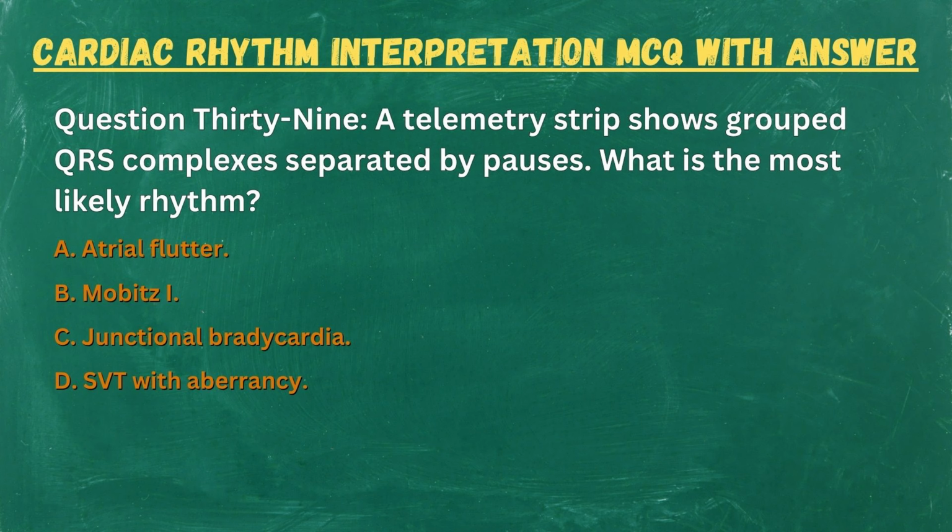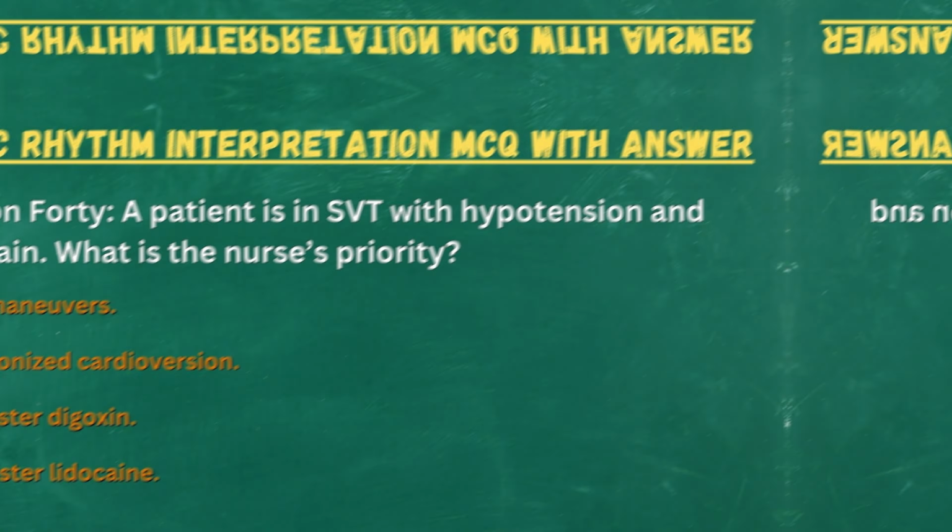Question 39. A telemetry strip shows grouped QRS complexes separated by pauses. What is the most likely rhythm? A. Atrial flutter. B. Mobitz I. C. Junctional bradycardia. D. SVT with aberrancy. Answer: B. Mobitz I.